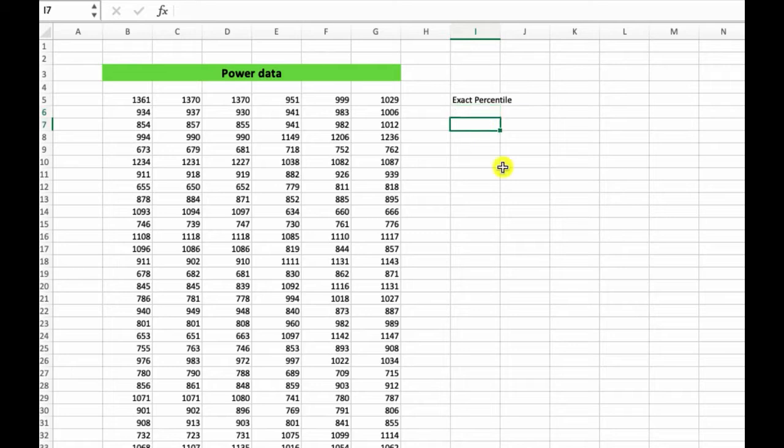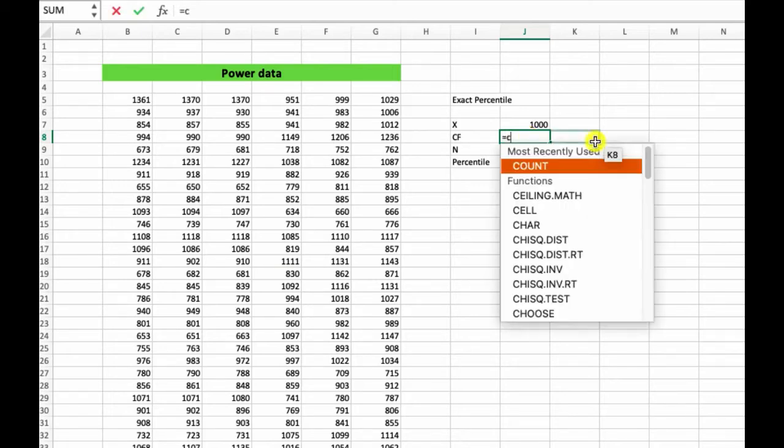Okay. And we know for our exact percentile, we need our cumulative frequency and our sample size. So my advice to you guys is when you're going through these steps, think about what are the variables I need. And the easiest way you can create your checklist is to make a list of the variables that go into your equation. So for this one, our raw score we need to know, which is 1,000. The cumulative frequency we can find by doing the COUNTIF function.